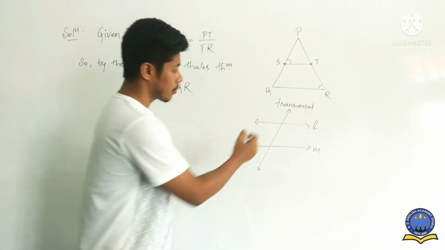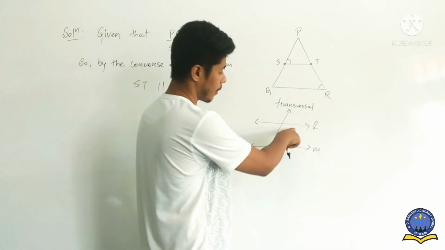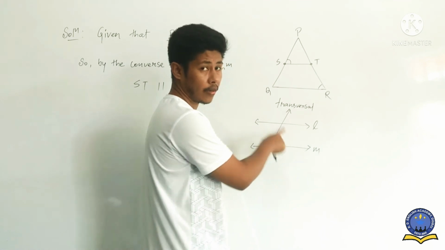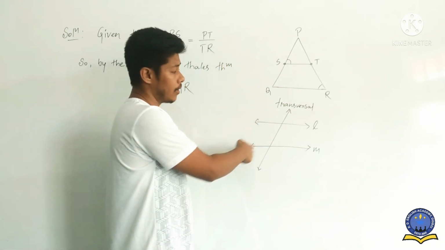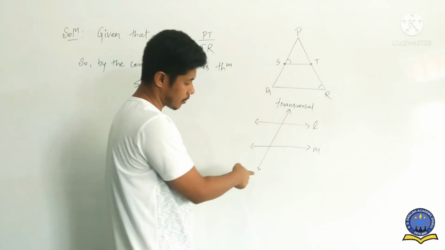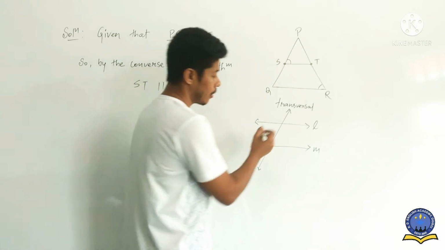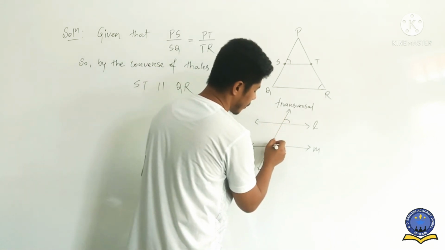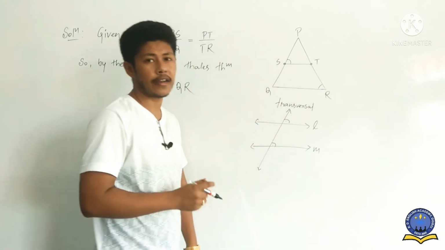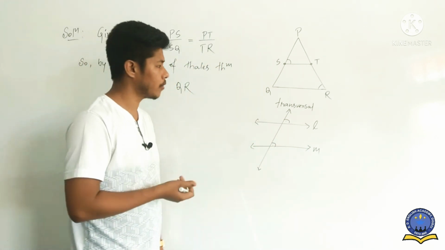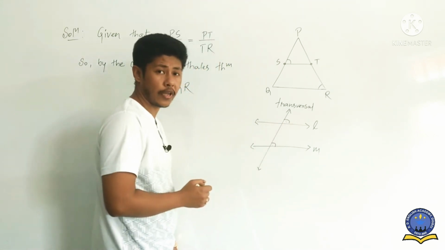So if this line is parallel to the second line, if these two lines are parallel, remember this one? If L and M are parallel, then this intersecting line is known as a transversal. If it is a transversal, then what can we say about these two angles? These two angles are known as corresponding angles. In class 9 we discussed this, isn't it? So these two angles are known as corresponding angles.